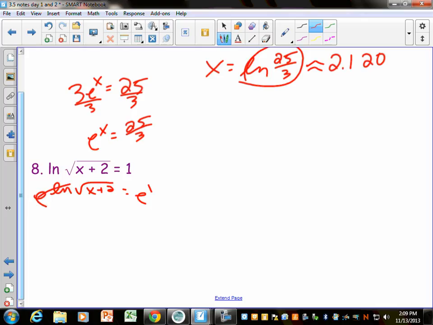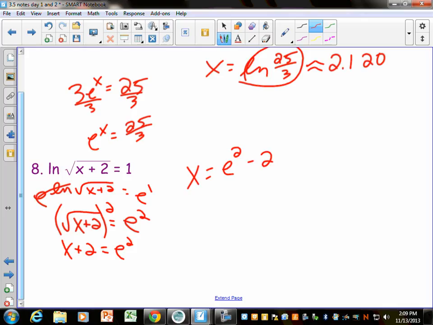So e and ln cancel out, and I get the square root of x plus 2 equals e. Then what should you do? We've got to get rid of that square root, so we need to square both sides. And we would just get x plus 2 equals e squared. Get x by itself, so I would subtract 2. So I think the exact answer there would be e squared minus 2.